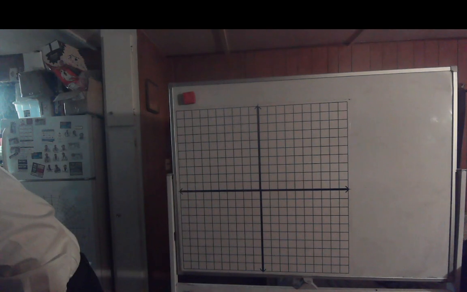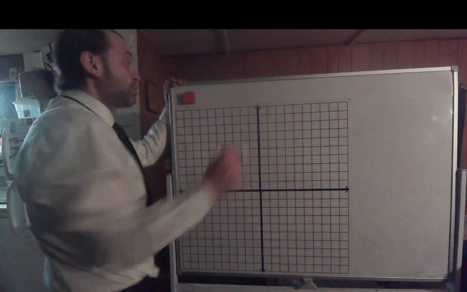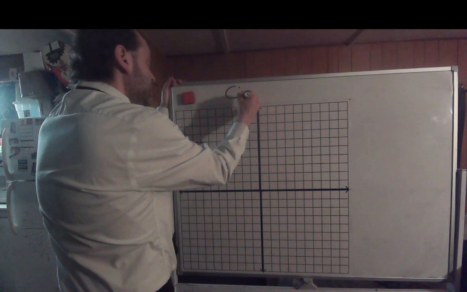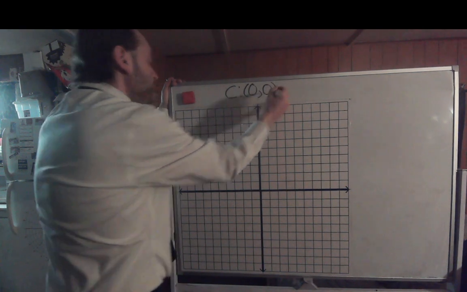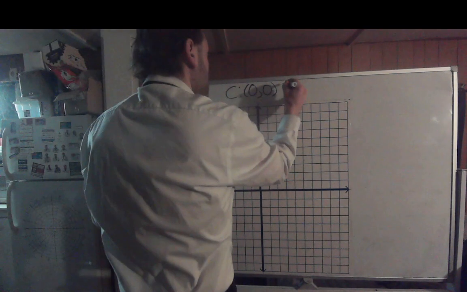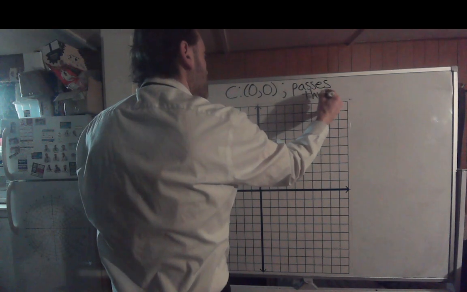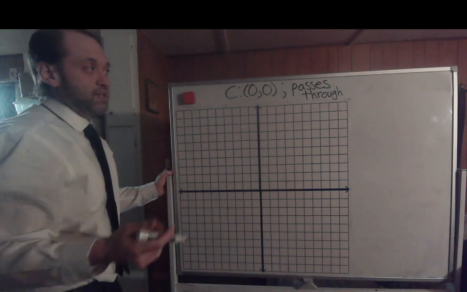Now let's do a few harder ones here. Now, for these, the center will be at the origin, so we'll make everyone's life easier. The center is at the point 0, 0. Passes through, well, at least for these couple, we'll make it easy. We'll make the center at 0, 0.